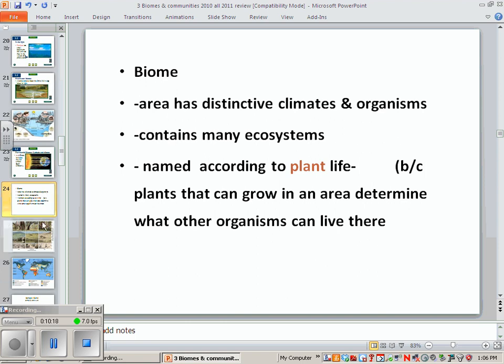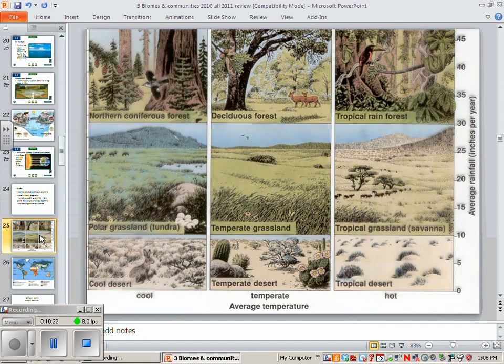They are named according to their plant life. If you notice on the top row, you have all forest. On the second row, you have all grasslands. On the bottom, you have different types of deserts. Notice that the cold forest is your conifer or your taiga. The one that goes from very cold to very hot is your deciduous. These are the ones that lose their leaves.